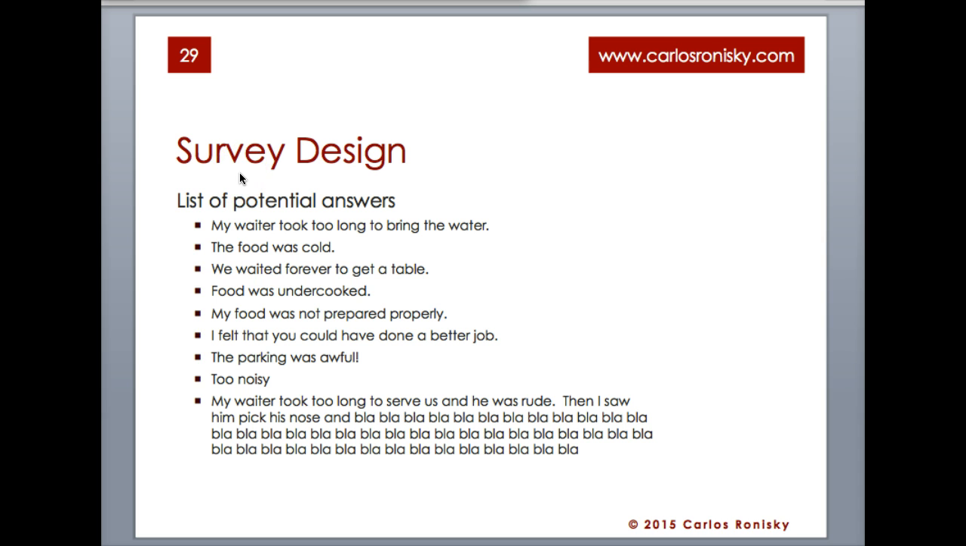Here's the list of potential answers. My waiter took too long to bring the water. The food was cold. We waited forever. Yada, yada, yada, right? How do you make any sense out of these potential answers?